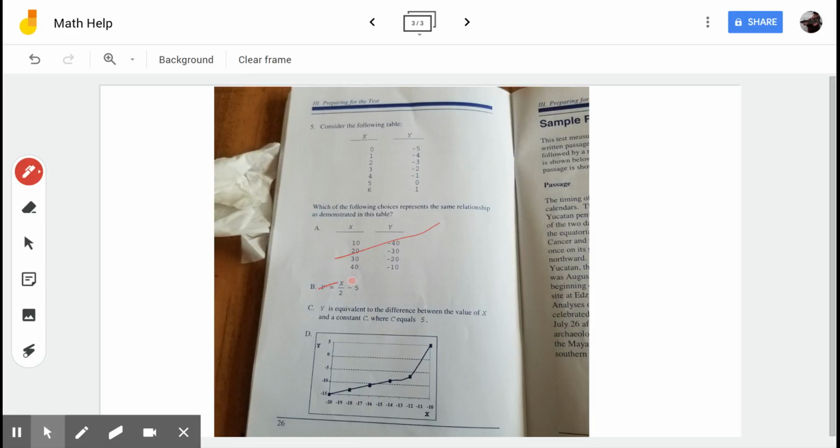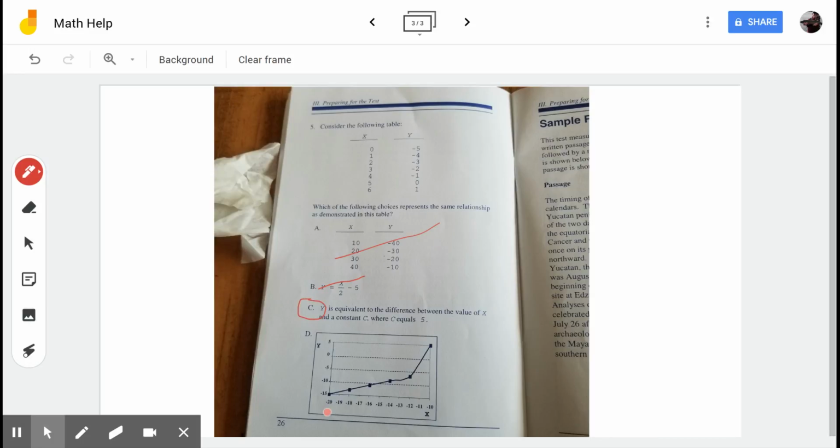All right, y is equivalent to the difference between the value of x and a constant c, where c equals 5. So remember, difference means to subtract. So it says the difference of x and 5. So 6 minus 5 is 1. 5 minus 5 is 0, and that's what we already determined in the very beginning. So C looks like the correct answer choice.